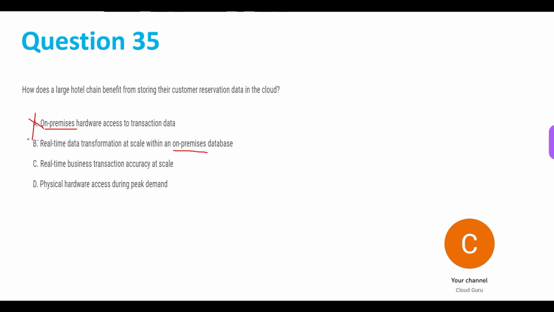And we're left with C and D. Now let's start with D. D is quite obvious. It's not the answer. It says physical hardware access during peak demand. Do you ever get access to the physical server? Do you ever get access to enter the facility unless you are working in it? But do you as a customer get access to the facility?